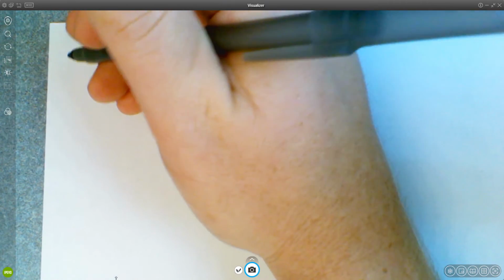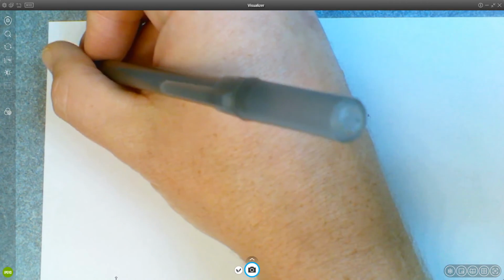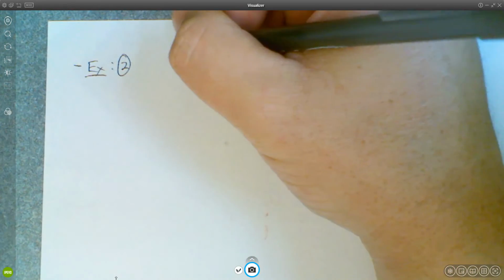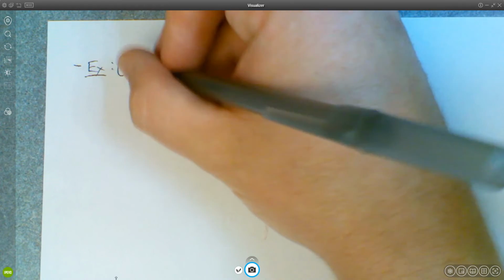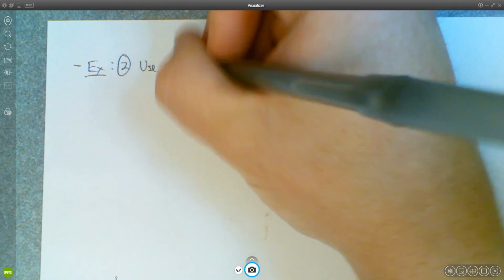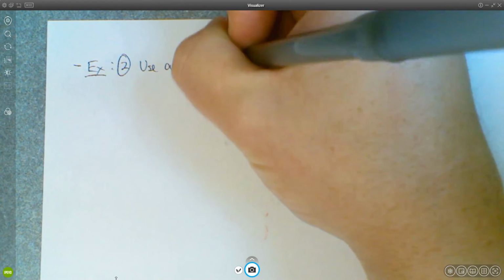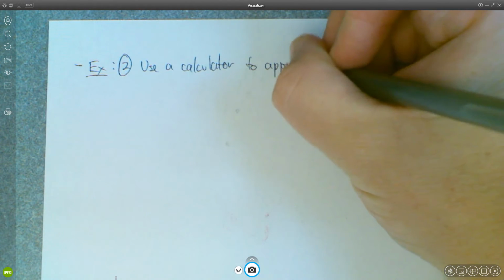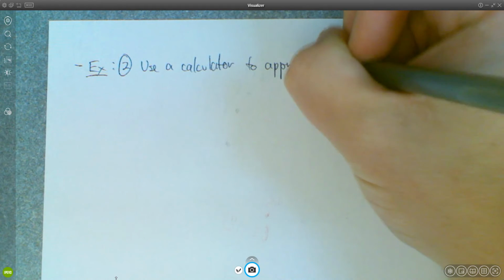Another thing that we can talk about in this section is using our calculators. Make sure your calculator is in radian mode because we're dealing in radians now. But let's use a calculator to approximate the following.